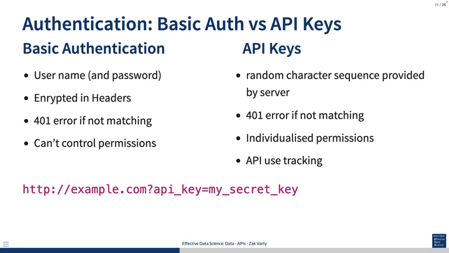Unlike basic auth, there's no standard way for a client to share a key with a server. Depending on the API, this might be in the authorization field of the header, or it might be in the end of the URL that's used to access the API, like we have an example of here. A third way that's slightly less common is to include the key within the body of the data somewhere.